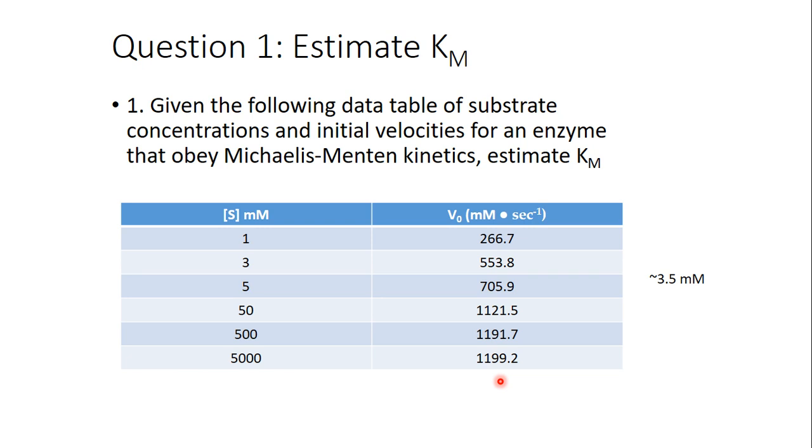That means half our Vmax would be 600 millimolar per second. Now we have to use this table and estimate what substrate concentration would give us an initial velocity of 600. And that's roughly somewhere between 3 and 5, closer to the 3 range. So I'm going to say it's roughly 3.5 millimolar. That is the Km of this enzyme.